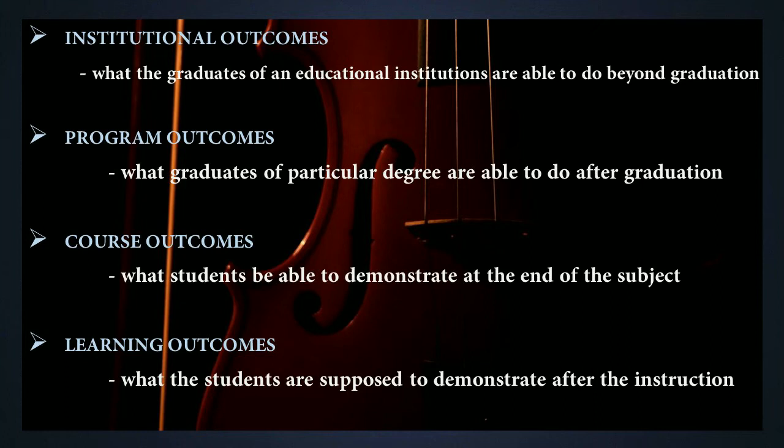Next, course outcomes. What students are able to demonstrate at the end of the subject is what we call course outcomes. Like you have finished PC 200, you have finished Fellow 101. What you have learned from those subjects can be called the course outcomes.